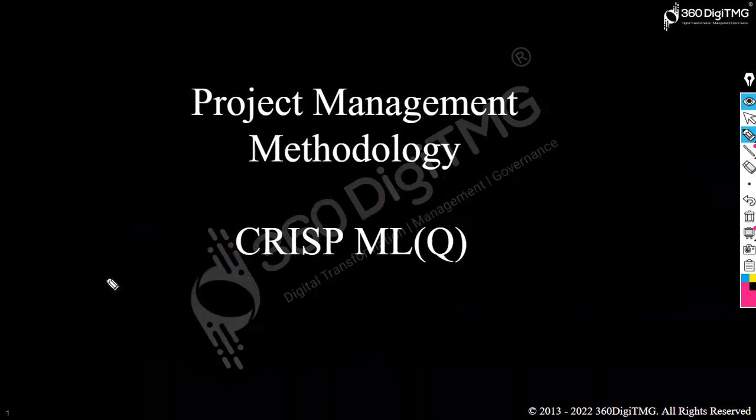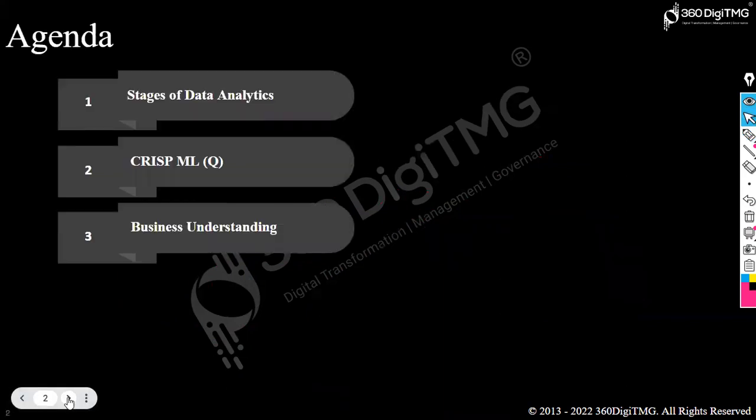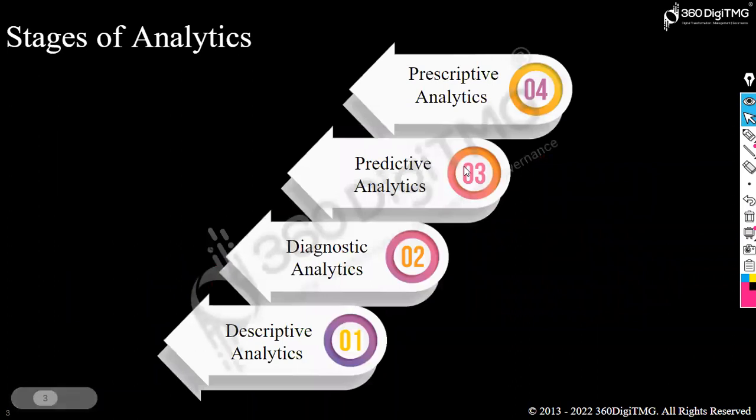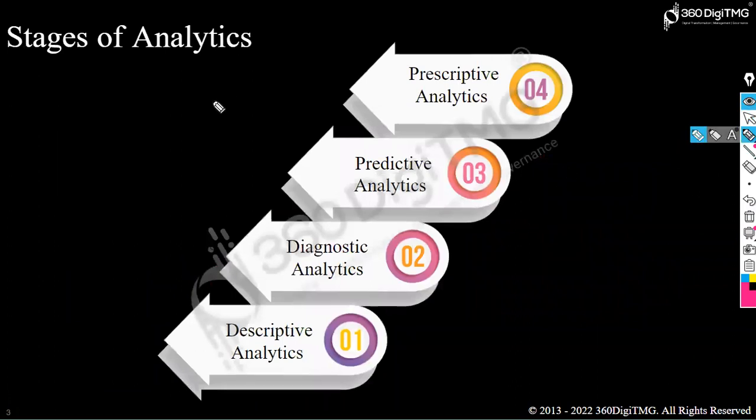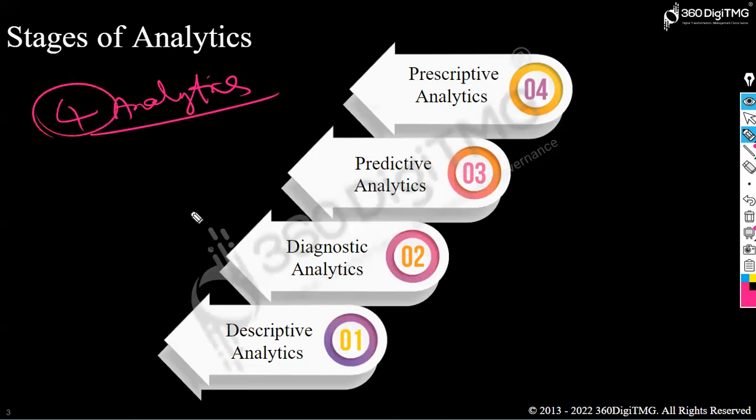The machine learning model process life cycle consists of some analytical stages. Basically, we have four different analytical stages, which are descriptive, diagnostic, predictive, and prescriptive analysis.